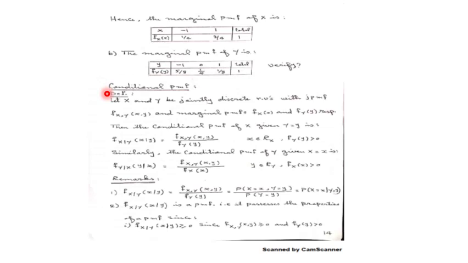It says let X and Y be jointly discrete random variables with the joint probability mass function f of x, y, and the marginal probability mass functions f of x and f of y respectively. Okay, so that's what's given. We have two random variables which are jointly discrete, and we know their joint probability mass function, and we know their marginal probability mass functions.